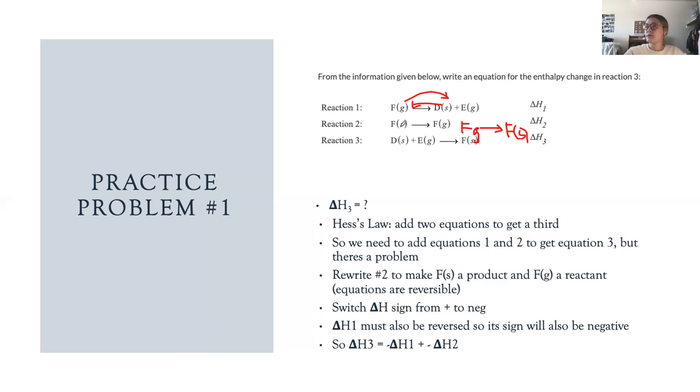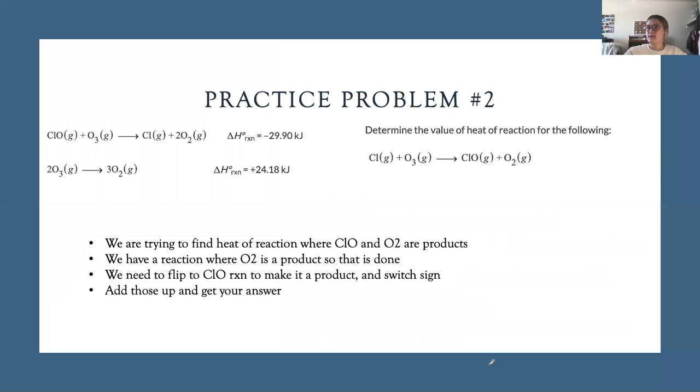So because we have to flip both of these equations, they both become negative. And so it is going to be right here, delta H3 is equal to negative delta H1 plus negative delta H2. I hope that made sense.